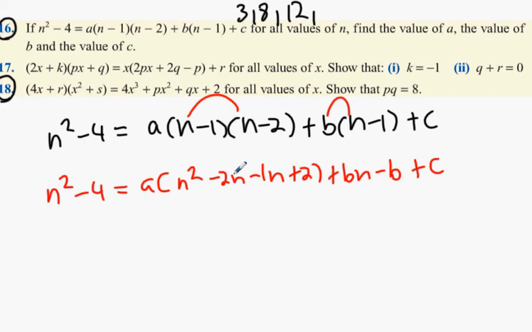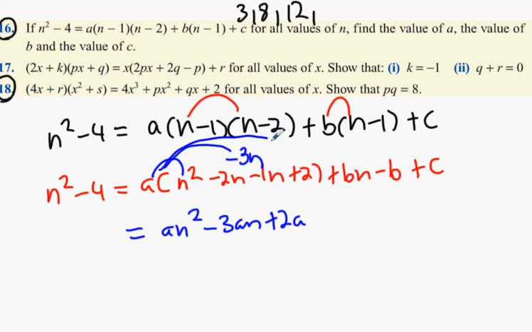See the minus 2n minus 1n, what does that turn into? Minus 3n. A times n squared, an squared. A times minus 3n. Okay. A times 2, 2a, yeah? Because the a gets multiplied all the way over. Then it's bn minus b plus c.